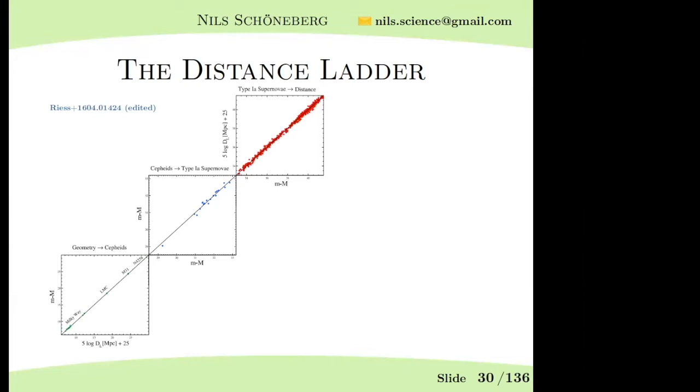Last step. Now this one is interesting because this is not anymore about calibration. This is about inference. So the third step of the distance ladder is about inferring cosmology from the distance ladder. So M is again the absolute luminosity of the supernovae. We know what m minus M is because we measure it. And now we want to plot here 5 times the log of the luminosity distance plus 25. So we simply use the same law as we did here, except now we use it for the supernovae.